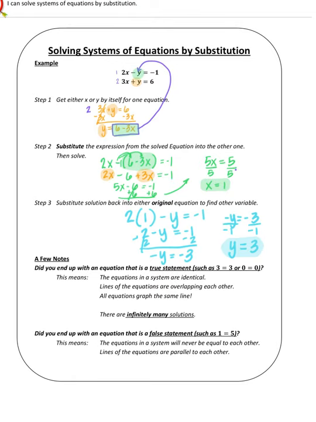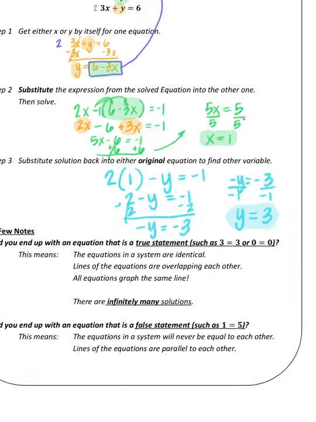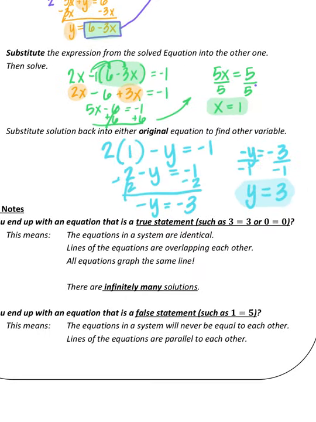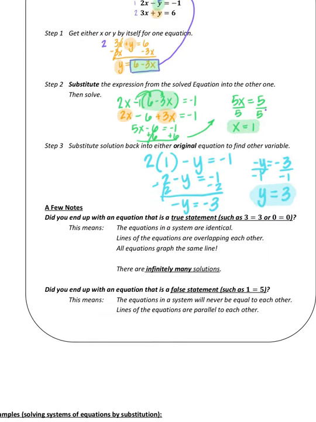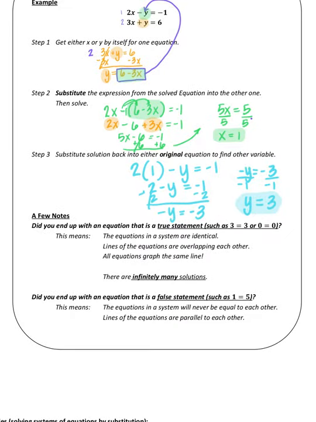Now, did we end up with an equation that is a true statement, such as x equals 3 or 0 equals 0? The equations in a system are identical. Lines of the equations are overlapping each other. All equations graph the same line. There are infinitely many solutions. If we ended up with a false statement, such as 1 equals 5, then they would not be equal to each other, and we would say there's no solution.